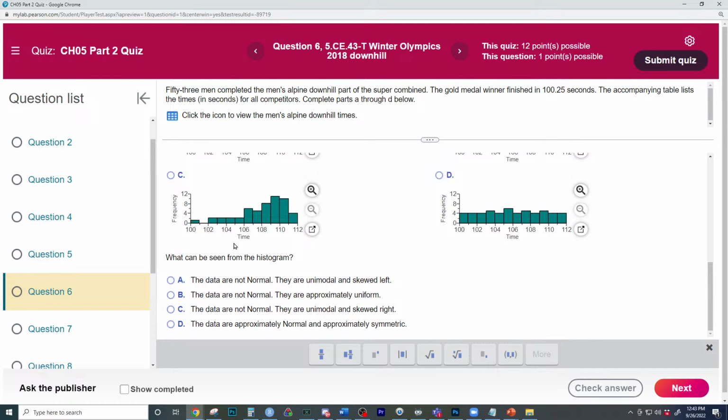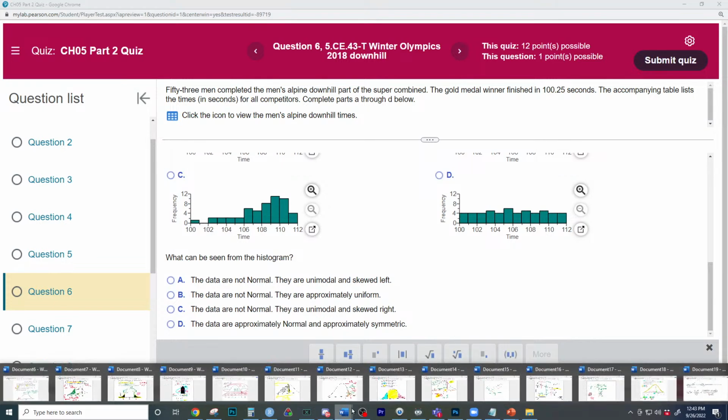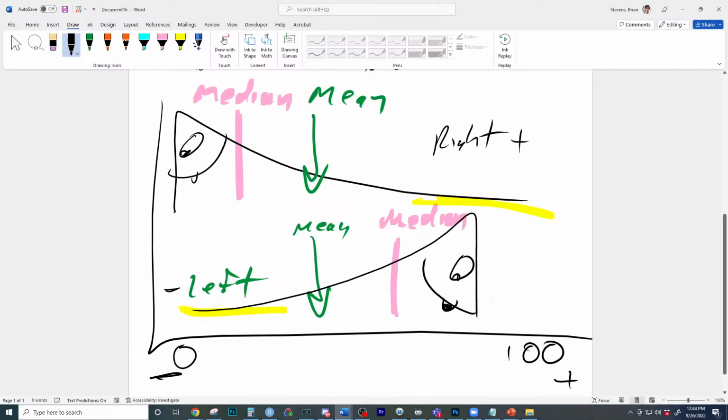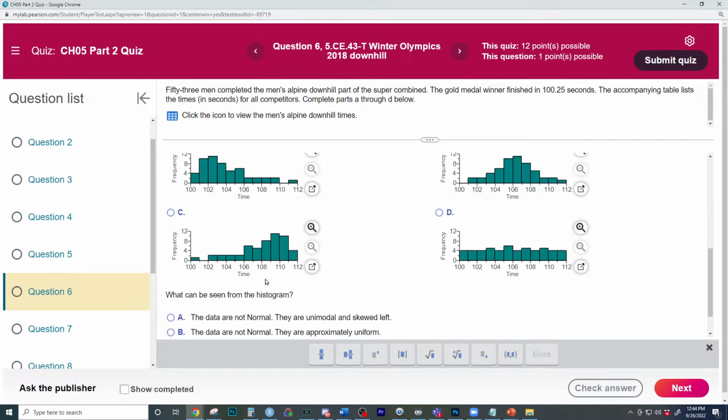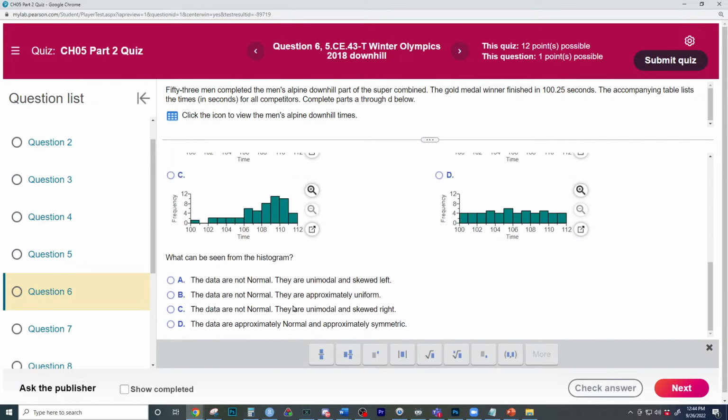And last but not least, what can be seen from the histogram? Very easy. What do we see about the histogram? We should know it by now. The histogram is what? So remember, right to the high, left to the low, whatever way the tail goes. The histogram is definitely what right here? And this is the histogram we're looking at. The histogram is definitely what? Right skewed. Great job, Sarah, right there.